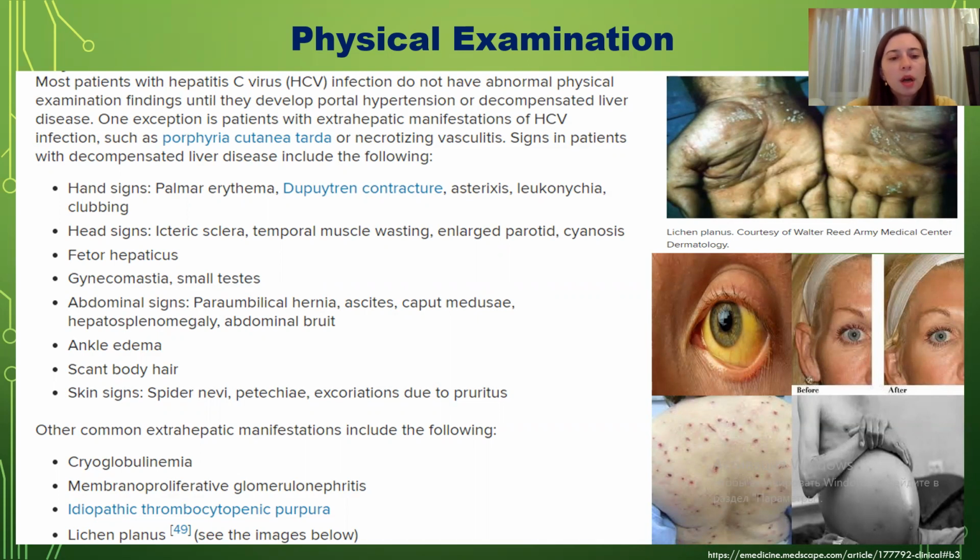All the common extrahepatic manifestations include the following: cryoglobulinemia, membranoproliferative glomerulonephritis, idiopathic thrombocytopenic purpura, and lichen planus. And on the right, you may see a picture with lichen planus.